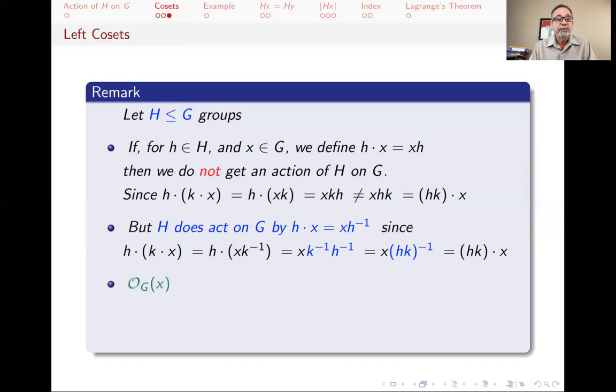And what are the orbits of this? The orbits of this are all the places that I can go via the action of H on x. And this time the action is xh inverse. And so what are those? Those are actually the same as x times all of H. Now you might say, well, there's an h inverse there. What about that?